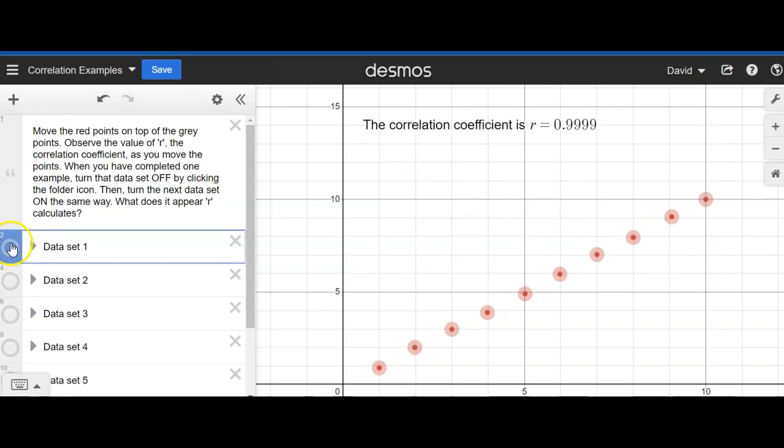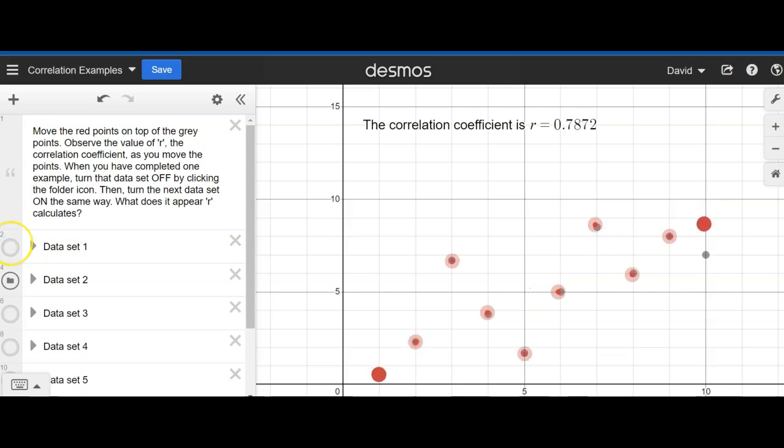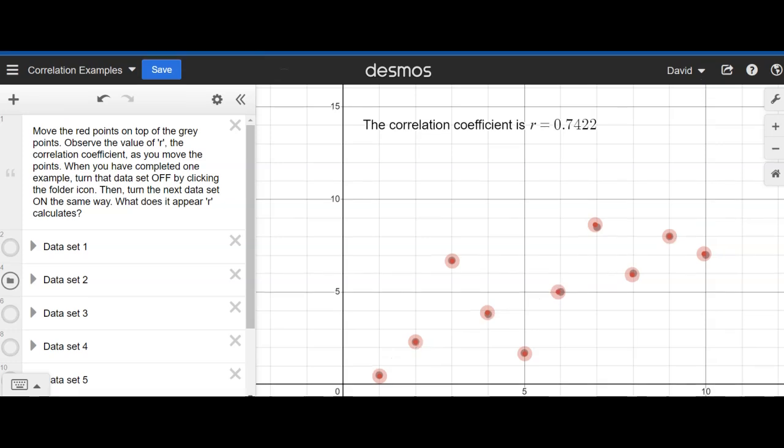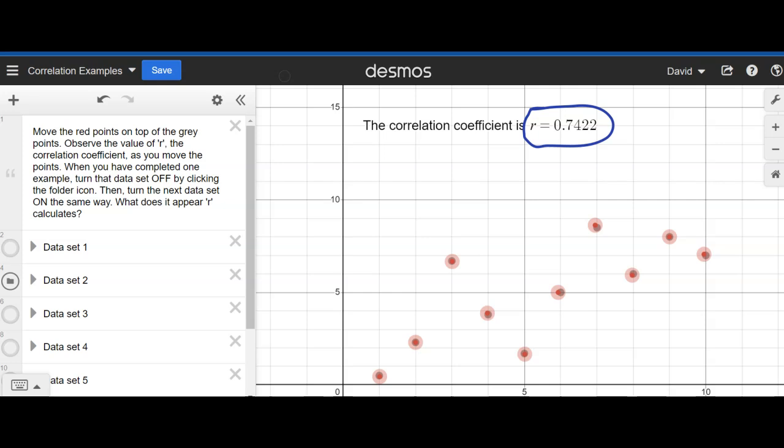Alright, I'm going to turn off the first data set, turn on the second data set, and move these points around. So now the red points again are what we're measuring the correlation against. You can see here that it's not a perfectly straight line, but there is this upward trend that is definitely apparent. As we go from left to right, we do rise. It's just that the points don't stay on a line perfectly. And you can see correlation is now not a perfect 1, but it's a number that rounds to 1. It's definitely higher than 50%.